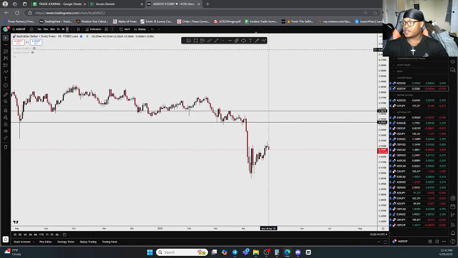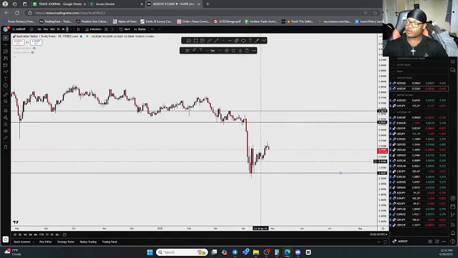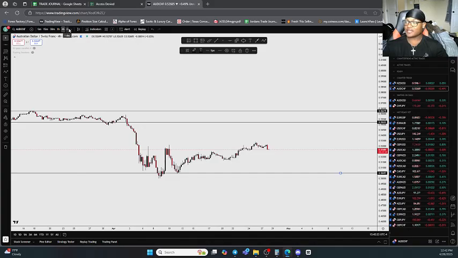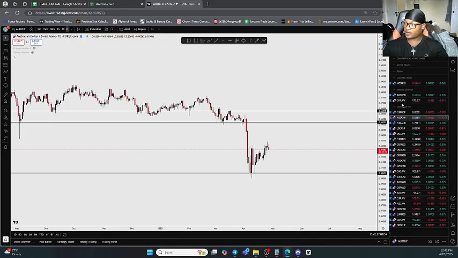Last, AUD CHF, same thing. This pair is not ready. You can see how price is forming the retracement back towards this broken structure, but the 4-hour time frame is out of sync, and we are in no man's land, so we are not interested.